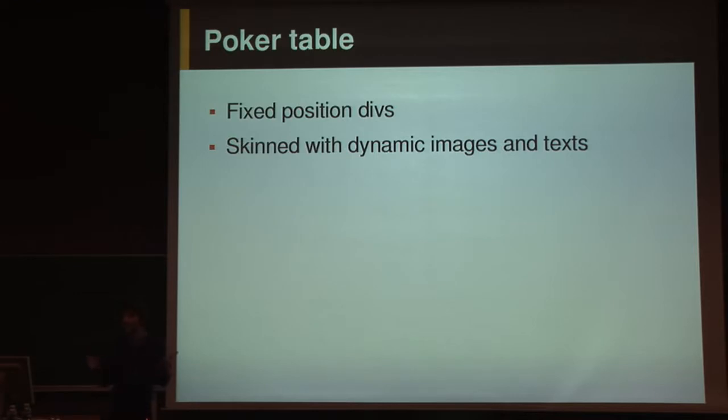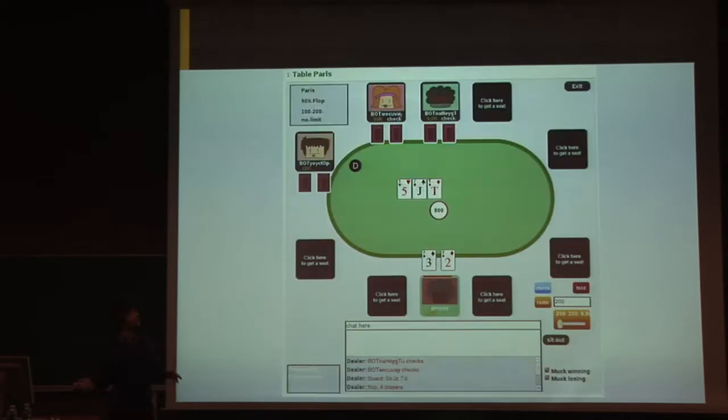So how is the table displayed? It's fixed position divs with a skin, with dynamic image and text. And you can see here, the default skin looks like that. So each image you see here is a div, and it's all being animated with CSS.